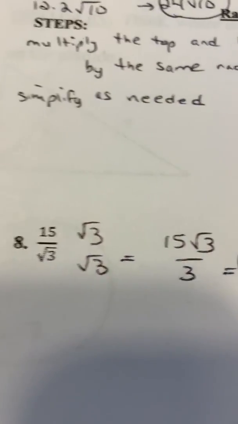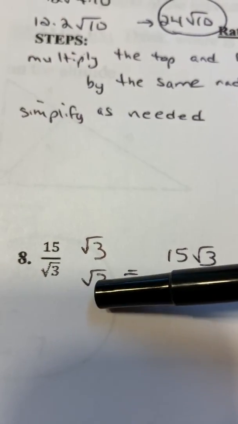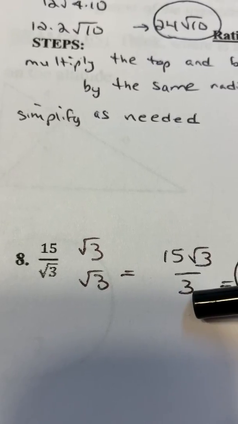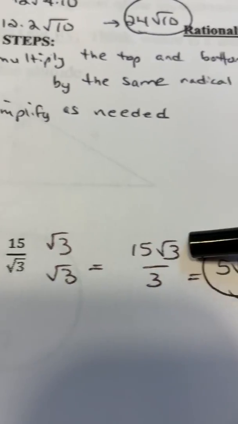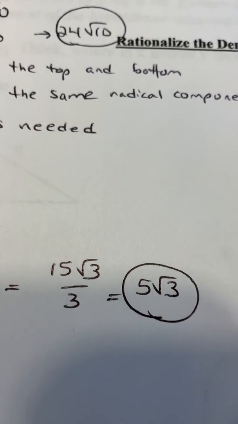Moving into example 8, same thing. Multiply top and bottom by root 3 to get rid of that square root. Root 3 times root 3 is 3. 15 root 3 on the top. 15 divided by 3 is 5 root 3.